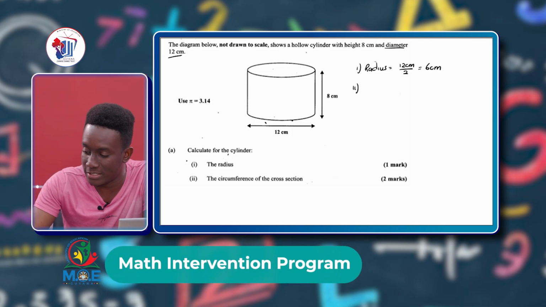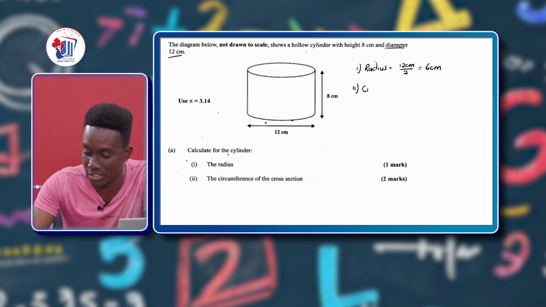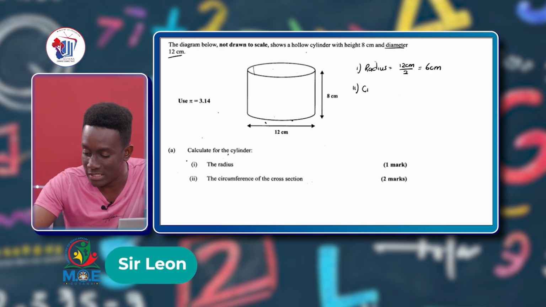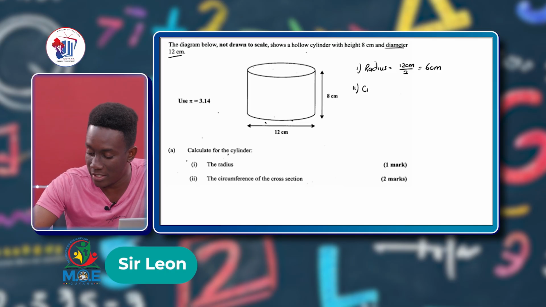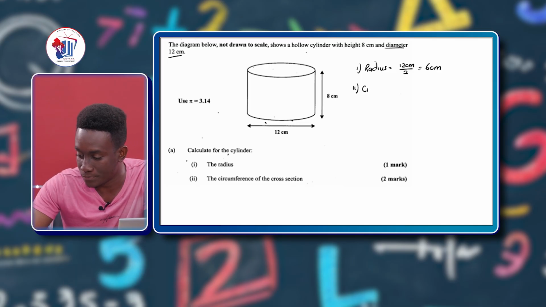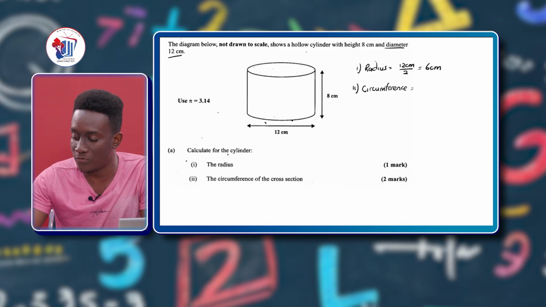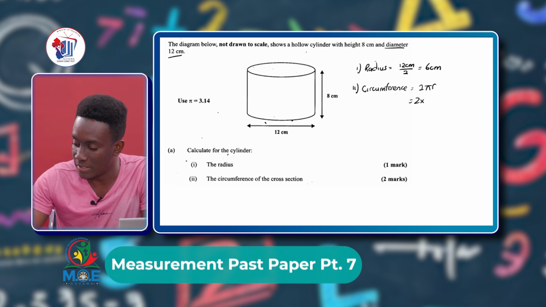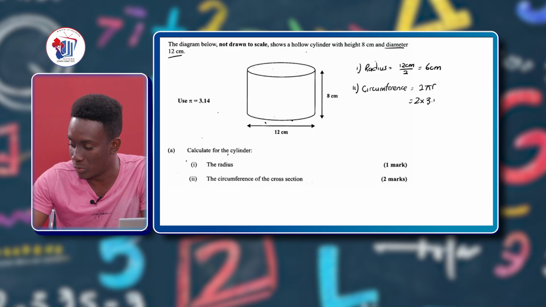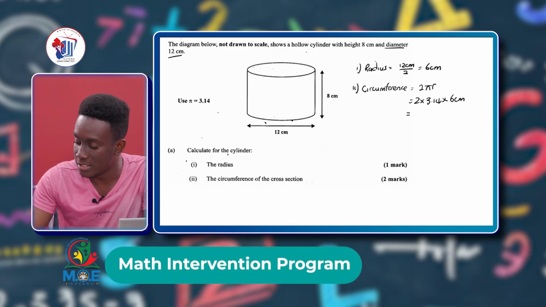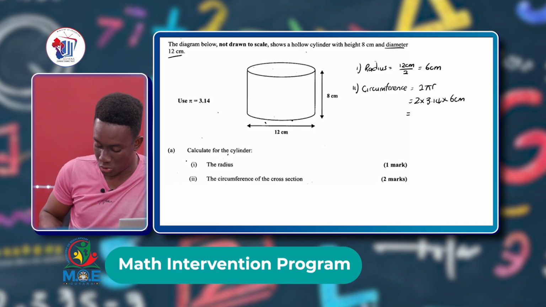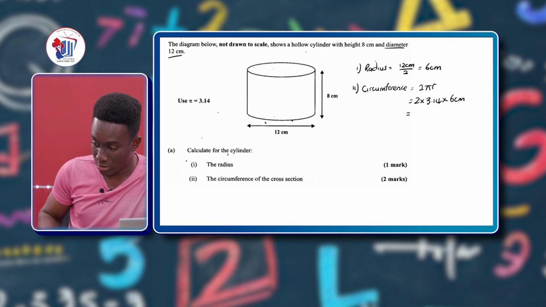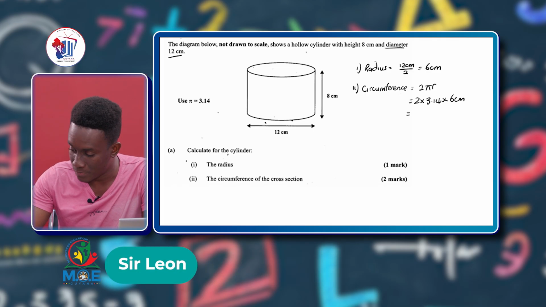Next thing, they want us to calculate the circumference of the cross section. The cross section of a cylinder would basically be a circle. So they want us to find the circumference of the circle. The formula is simply 2 pi r. So this is 2 multiplied by pi, which they told us to use is 3.14, multiplied by r, which is 6 cm. So let's punch this in a calculator. 2 multiplied by 3.14 multiplied by 6 would give us 37.68 cm.